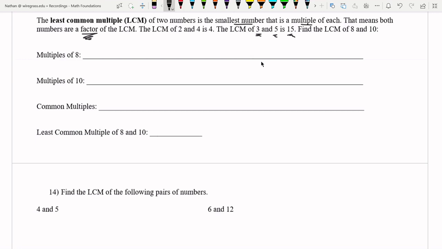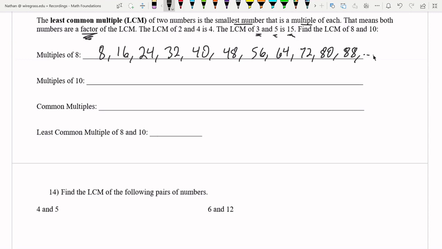For 8 and 10, the way we can find this is by listing out multiples of 8. 8 times 1 is 8, times 2 is 16, 3 is 24, then 32, then 40, then 48, 56, 64, 72, 80, 88, and of course this can keep going on infinitely.